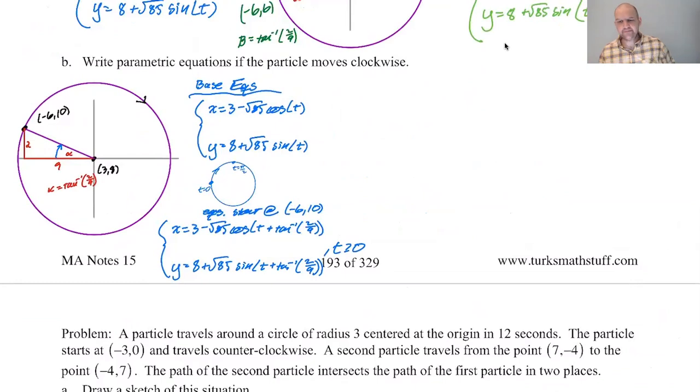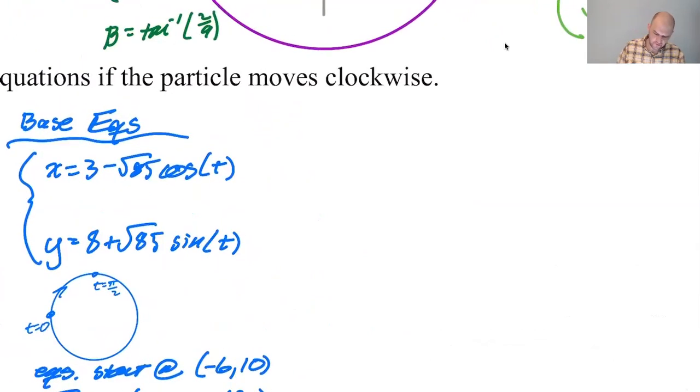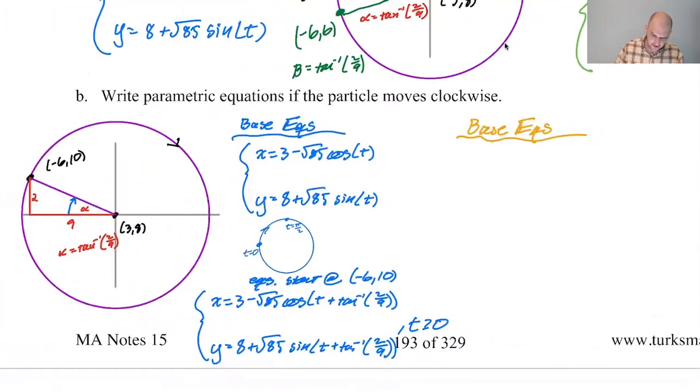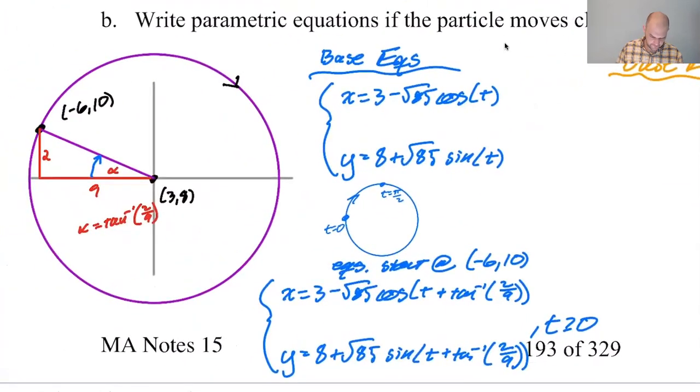I'm going to do the problem again. I'm going to do it in a slightly different way so that you can see that the choice of base equations is important, but, what am I trying to say? It's important, but it's more important once you make your choice of base equations that you follow through. I'm going to use base equations that start here and go this way. I mean, I have no choice about which way I go, right?